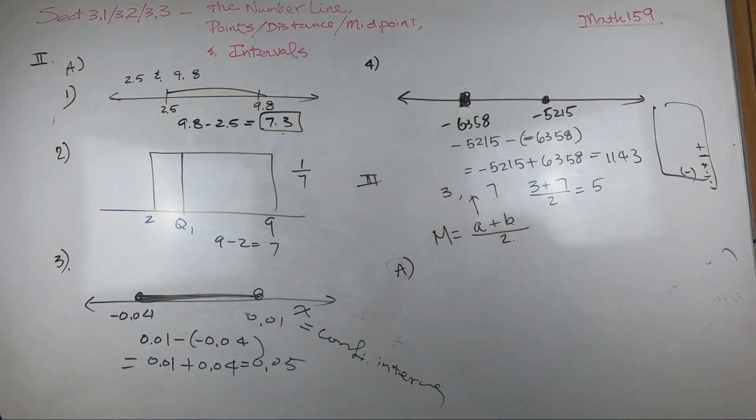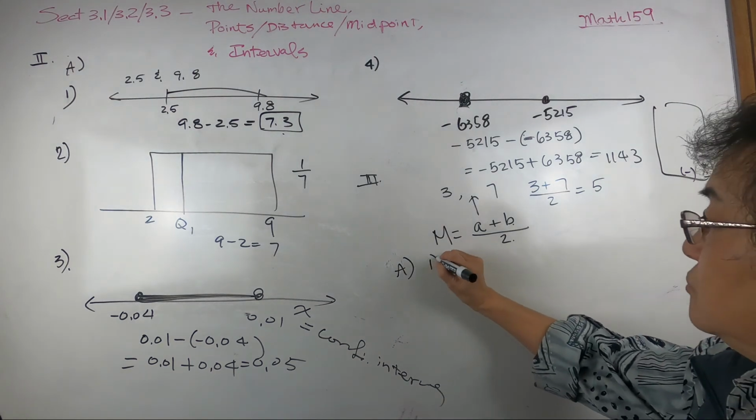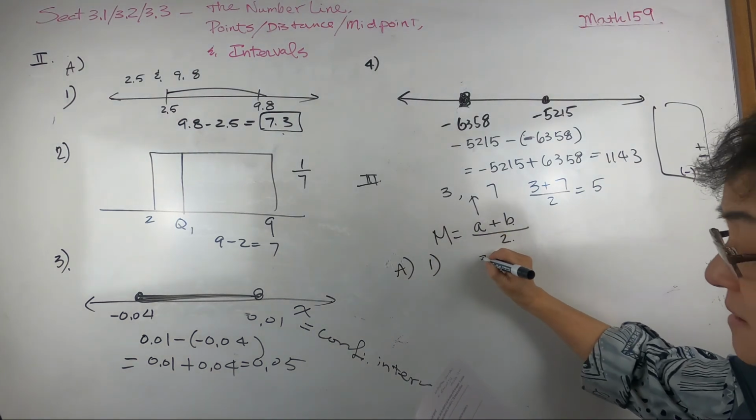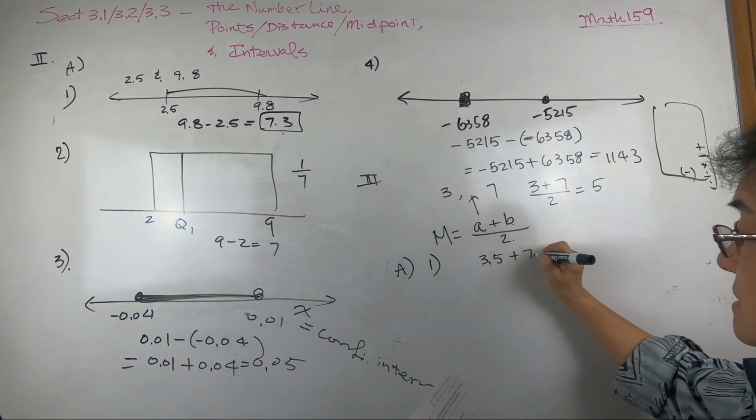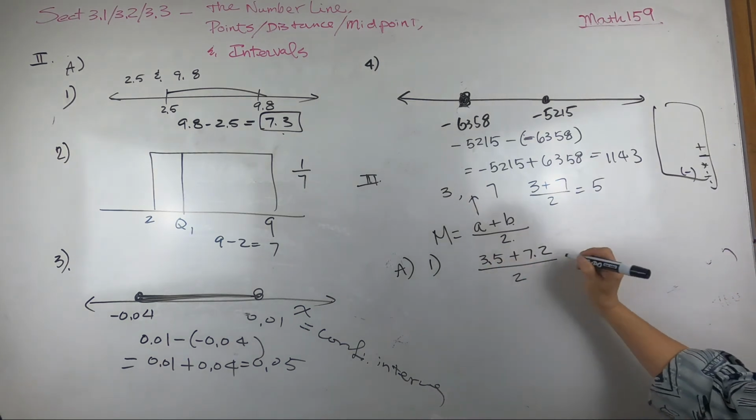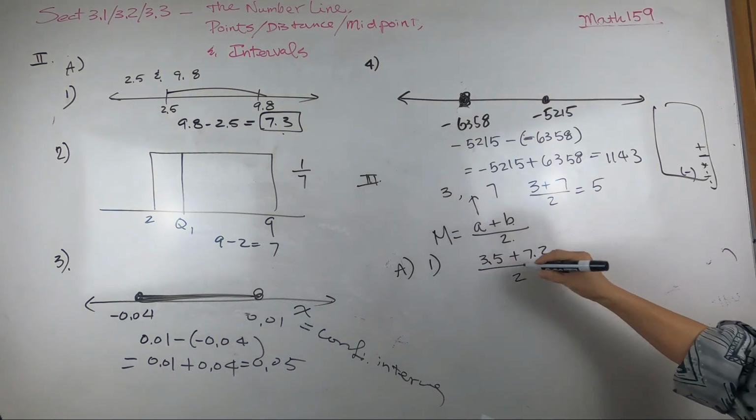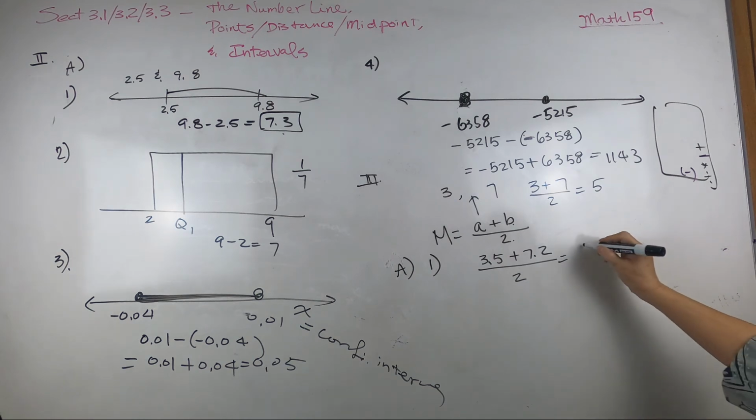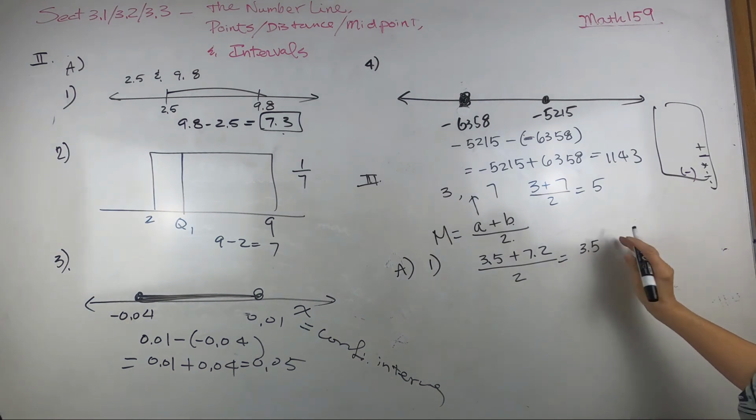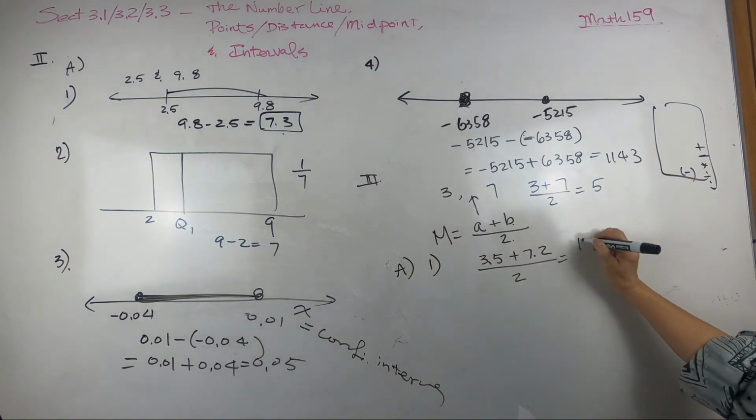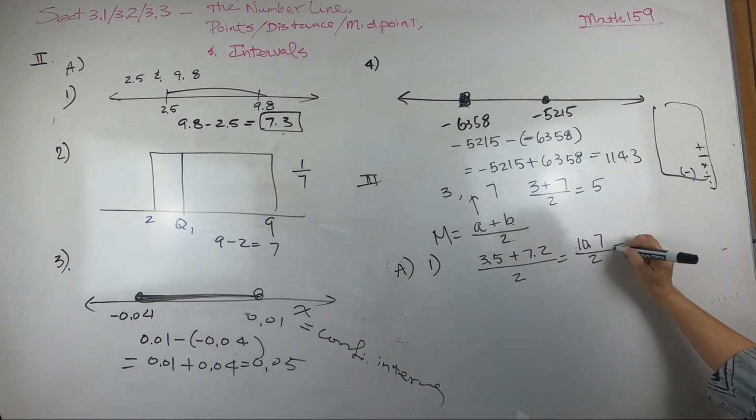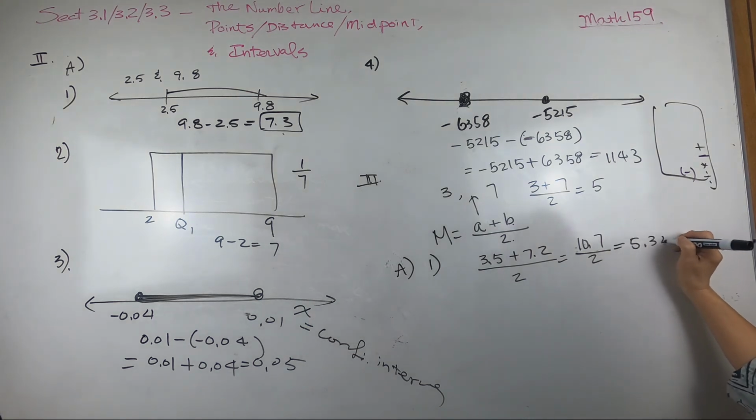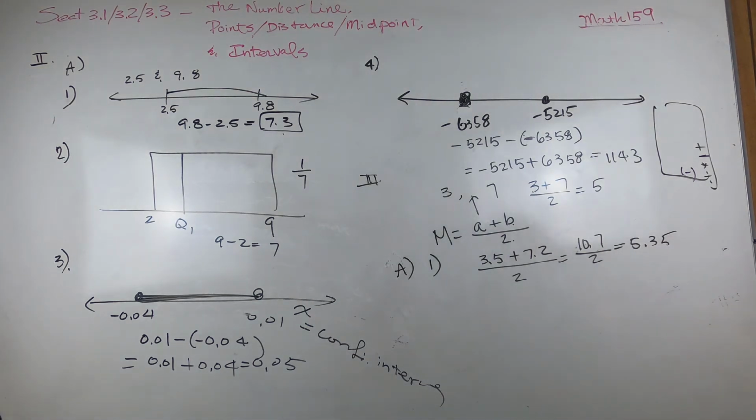Find the midpoint of 3.5 and 7.2. So what do you do? You just do the beginning number plus the end number and divide by 2. Then you use a calculator. If you use the calculator directly, you add them together to get 10.7, then you divide by 2. You get the average, the midpoint, right?